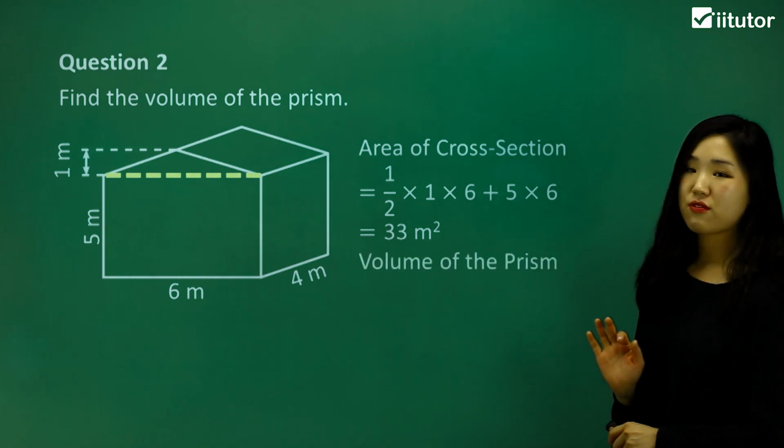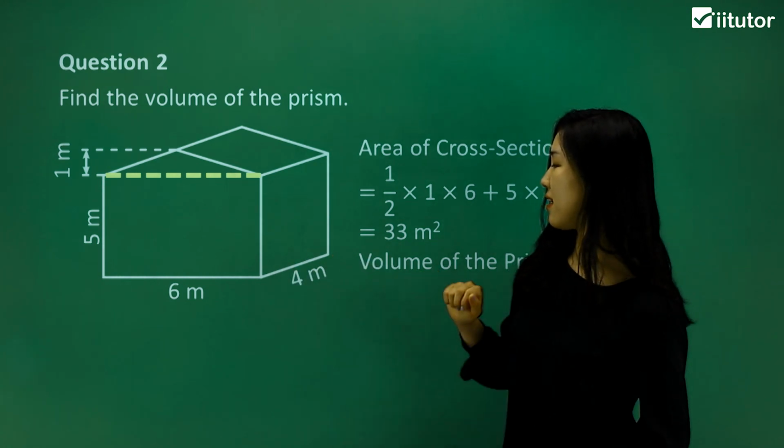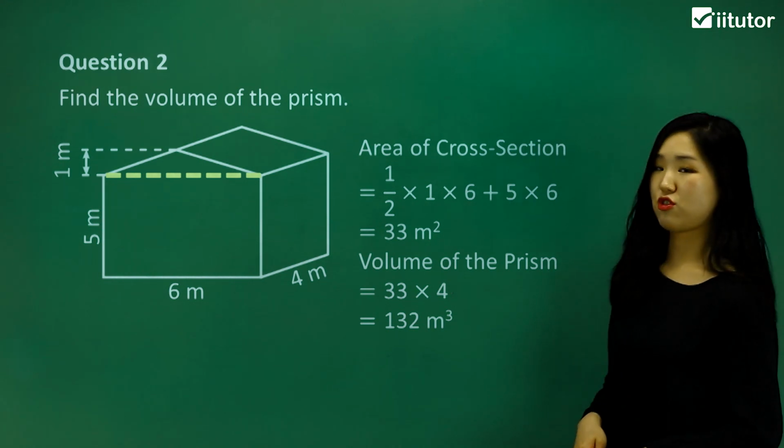And then let's find, finally, the volume of the entire prism. So the depth of it is going to be 4, so we'll multiply it by 4, and then the final answer will give you 132 meters cubed.